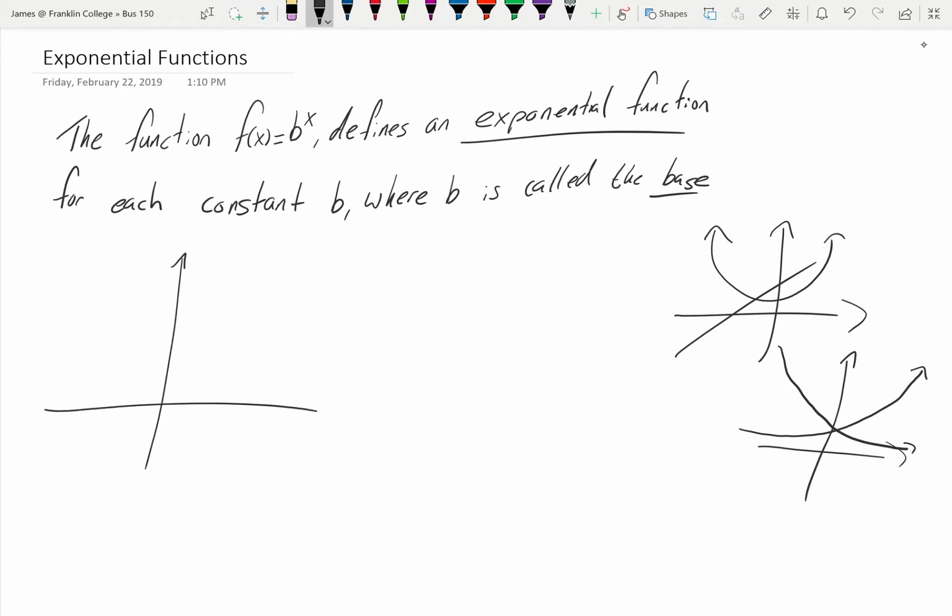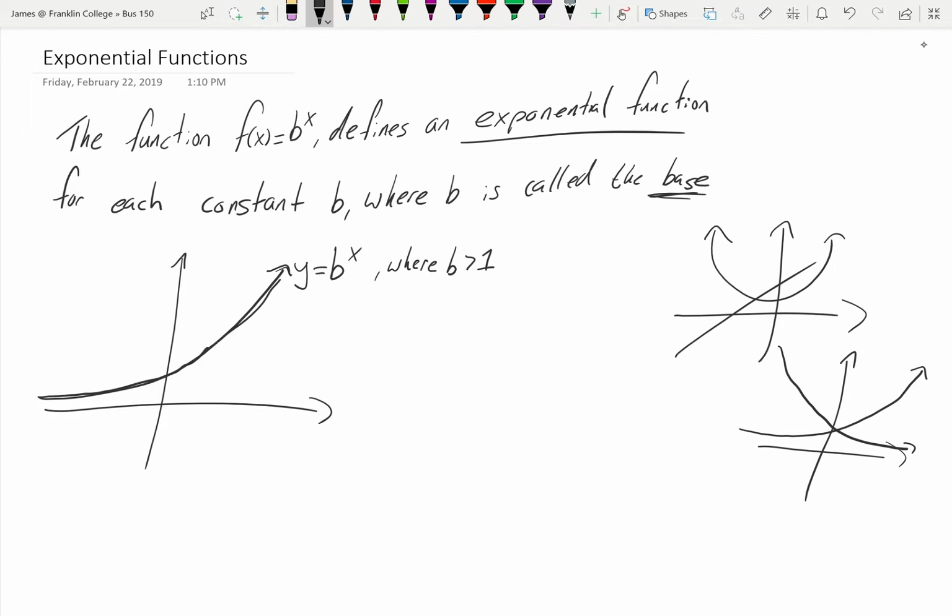So let's draw a couple more examples. So this would be y equals b raised to the x, where b is greater than 1. Alright, so let's talk about this base. Let's talk about b. So b is just going to be some number, like maybe 1.5 or 10. And we're going to be raising that base to x. Alright, so this was for when b is greater than 1.